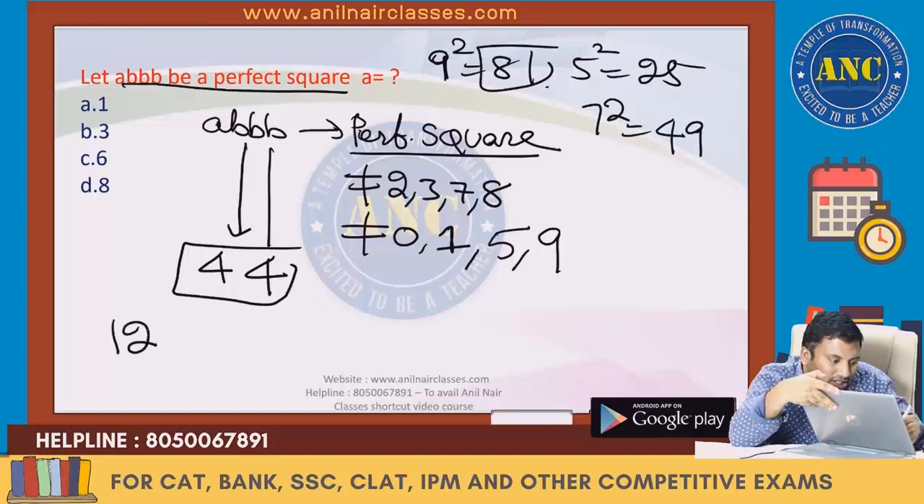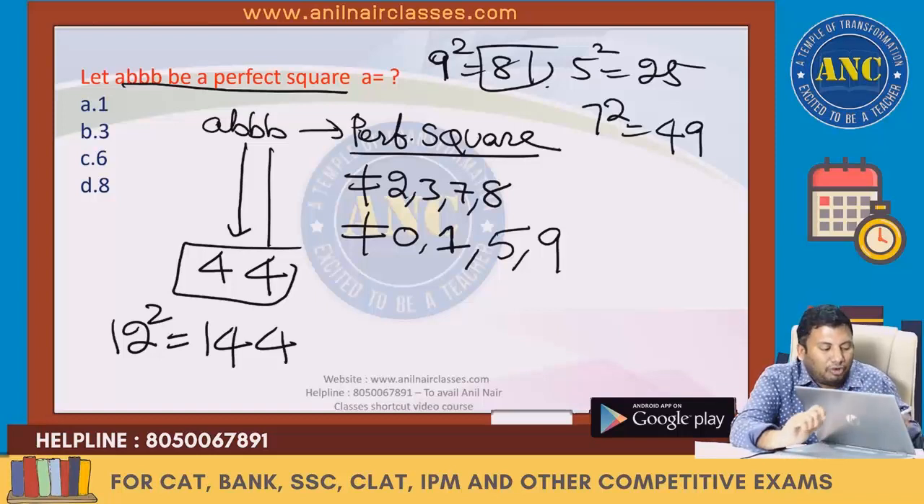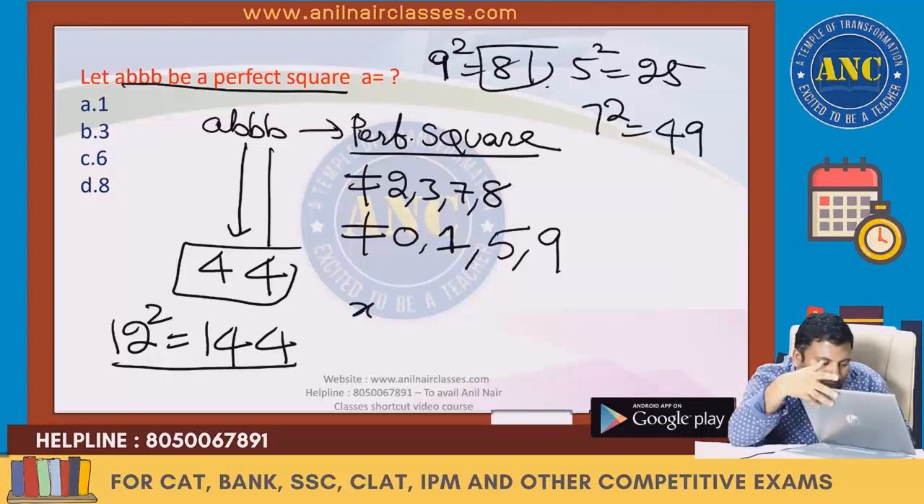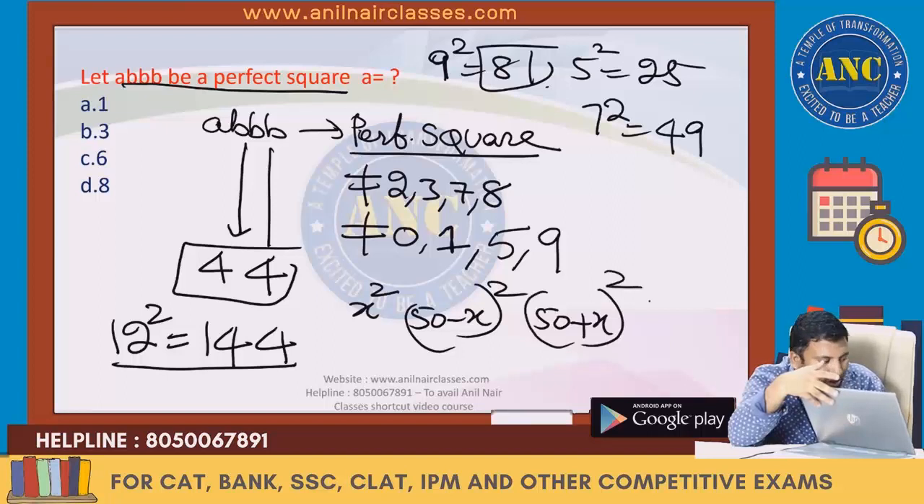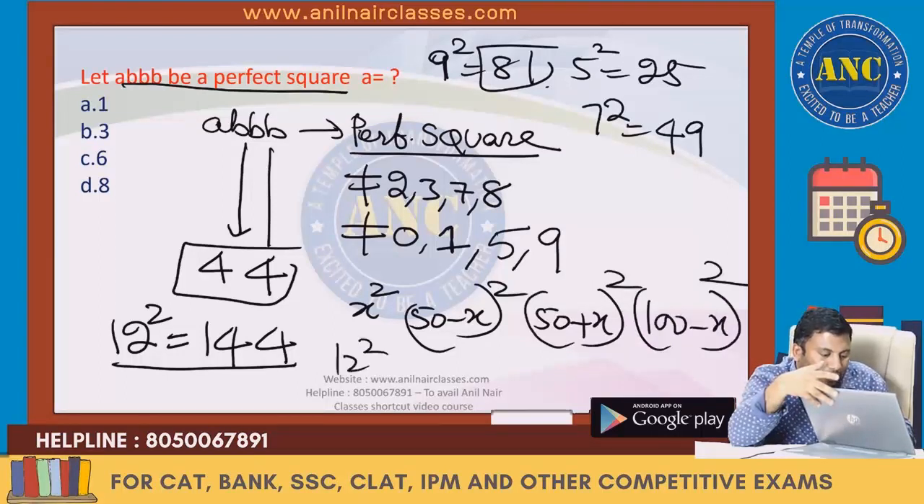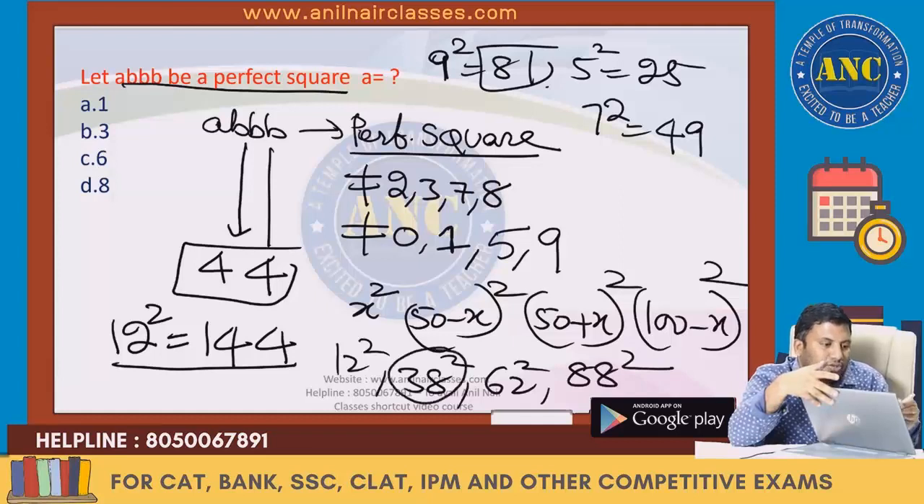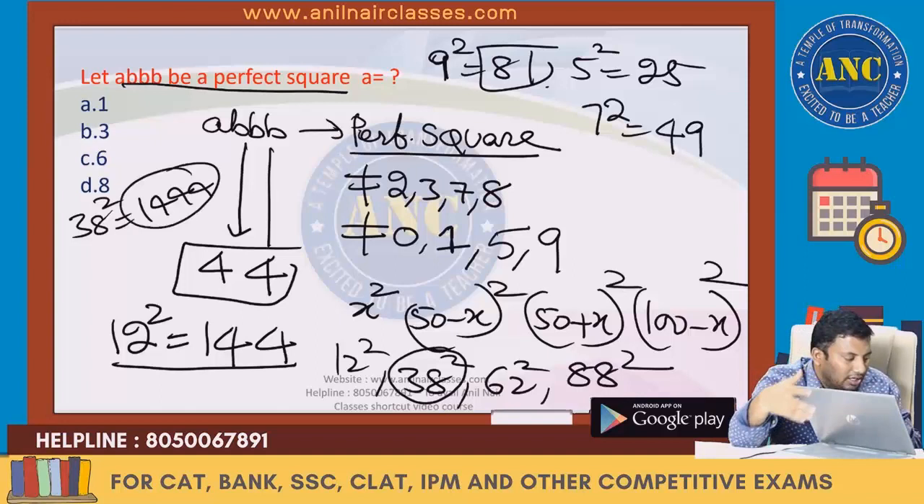44. What is the smallest natural number on square? I will get 44 at the end. 12 square is 144. So the next number will become x square: 50 minus x, 50 plus x, 100 minus x whole square. Right? 12 square, 38 square, 62 square, 88 square. 38 square will give you 1444.